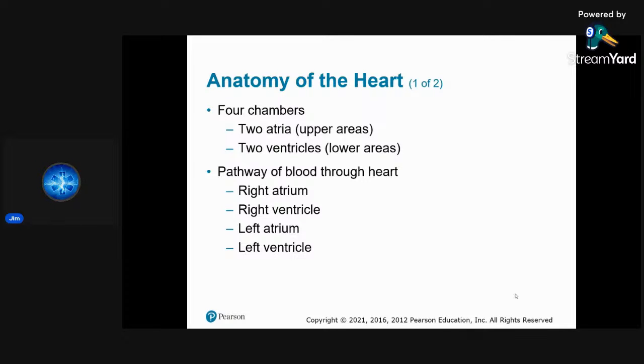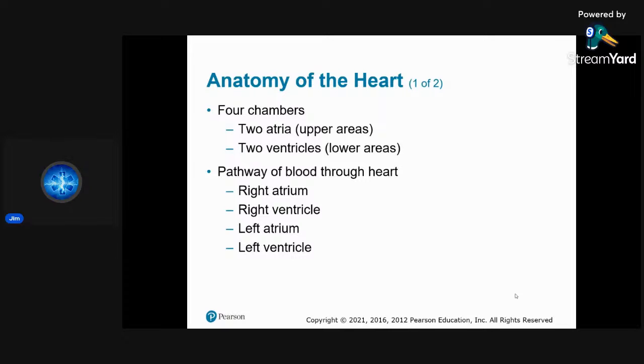Gas exchange will happen at the cellular level into the bloodstream. The blood will be pumped back to the heart through the pulmonary vein. The pulmonary vein is the only vein in your body that carries oxygenated blood. Into the left atrium, it goes through the bicuspid valve, down into the left ventricle, and then up and out through the aorta.